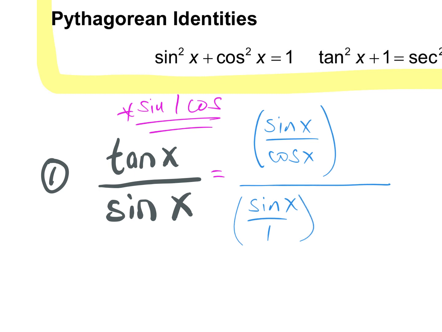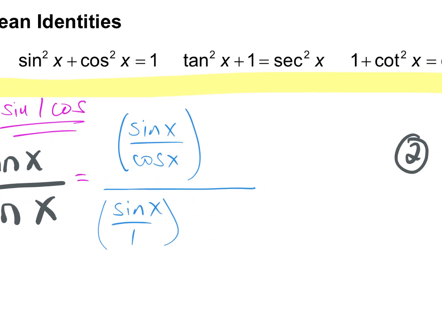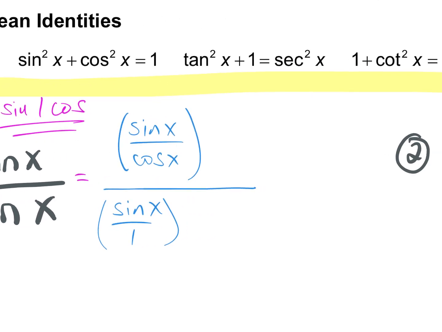That's just me. So you have 2 fractions that you're dividing. How do you divide fractions? You keep, you change, and then you flip. What do you notice happens here, guys? The sine on the top crosses off with the sine on the bottom. So we are left with 1 over cosine x.